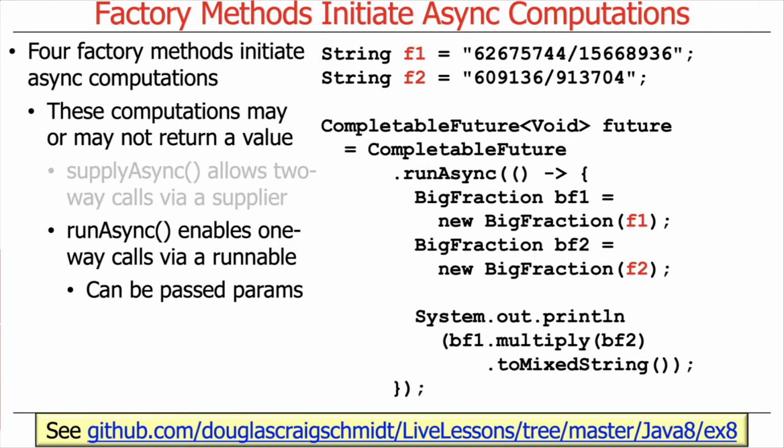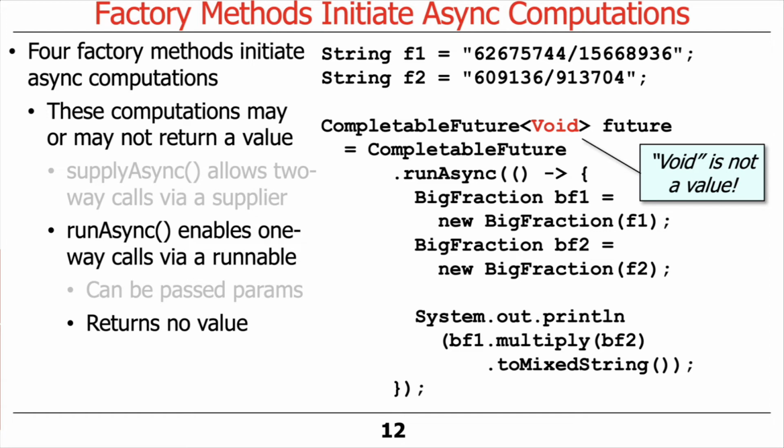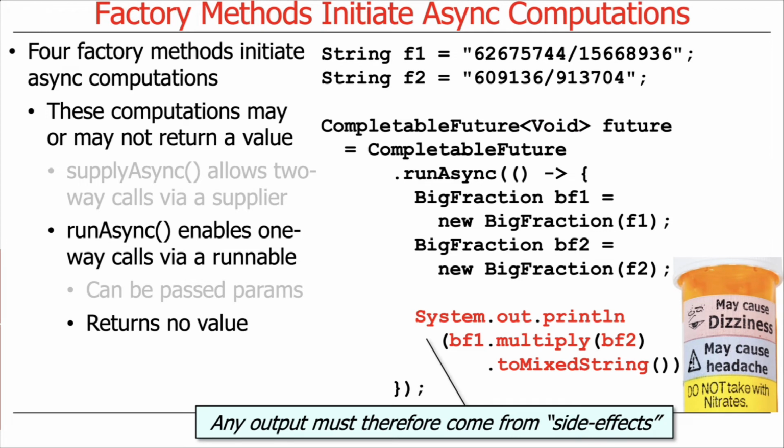Again, you can pass parameters to runAsync exactly the same way we did before, as effectively final variables like you see here. There is no return value; as you can see, we have a void with a capital V. So if you want something to happen, you need to use a side effect. This is an example where we're not returning any value, but instead we're going to print the results of multiplying BF1 by BF2 as a mixed string. Printing is an operation with a side effect, which means displaying this in the console or wherever the output has been directed. And even though there's no return value, we can still get a result out of this thing.